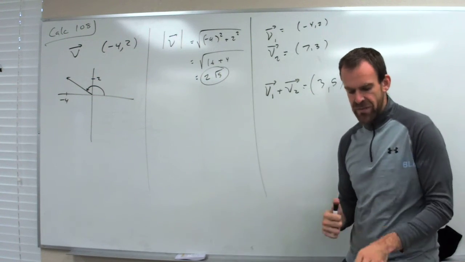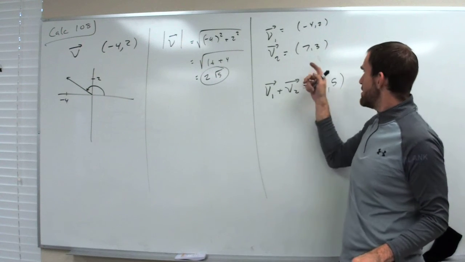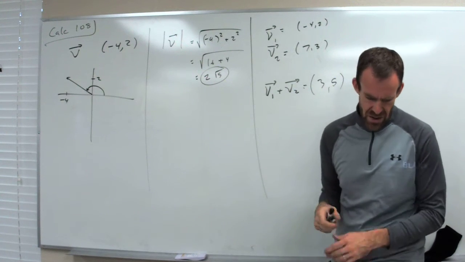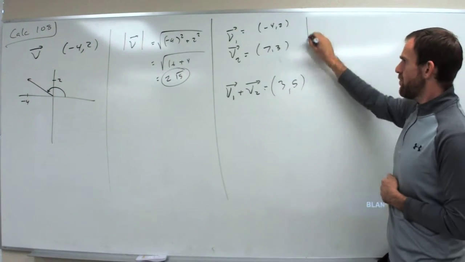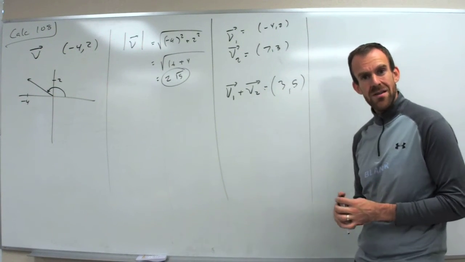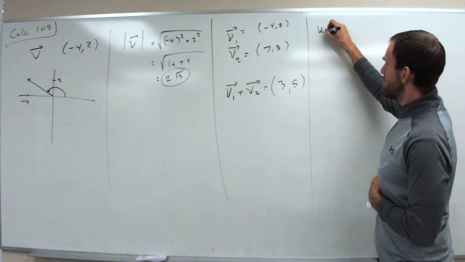add the vectors. How do you subtract vectors? Well, simply subtract each term. So when we talk about unit vectors, that is a vector with length 1. So we only care about the direction.